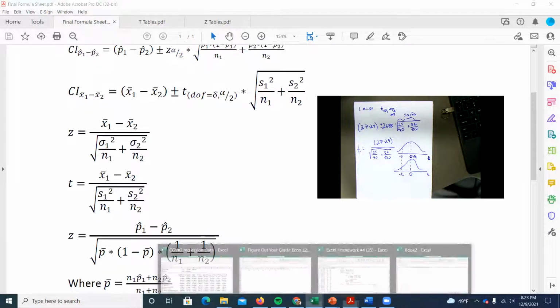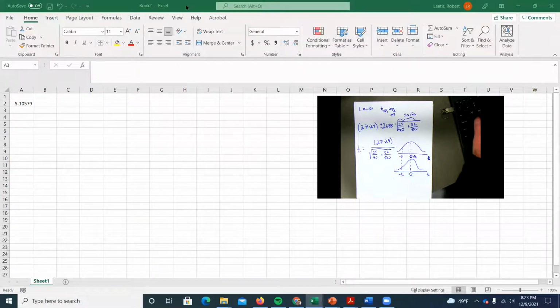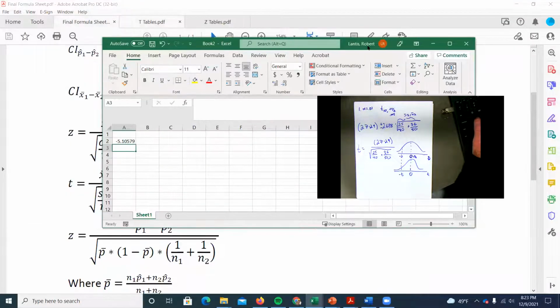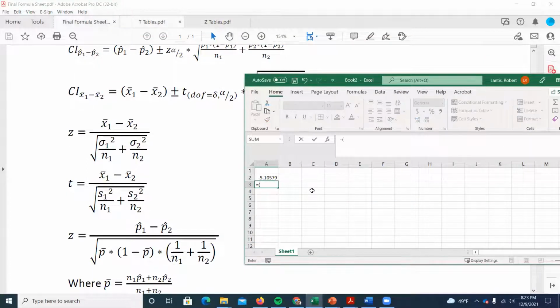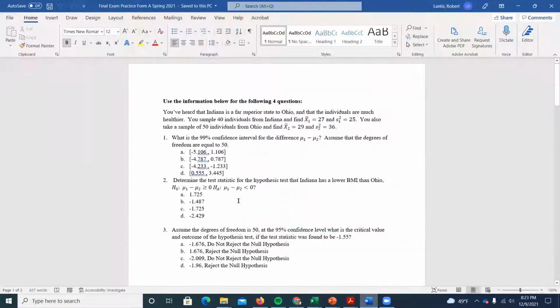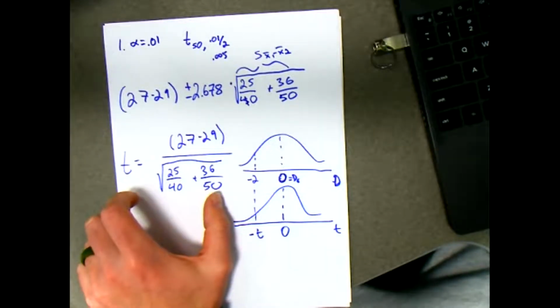So we plug everything in. I believe, once again, I could use Excel to be my handy calculator here. I've got everything plugged in. So 27 minus 29 divided by the square root of 25 over 40 plus 36 over 50. So negative 1.72, negative 1.725. So that should be C there. Those test statistic equations really are just, once we identify the correct equation, getting our numbers plugged in correctly.